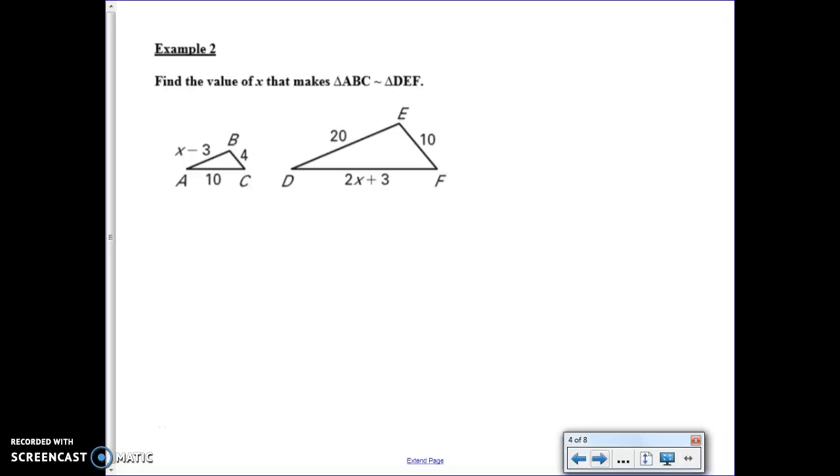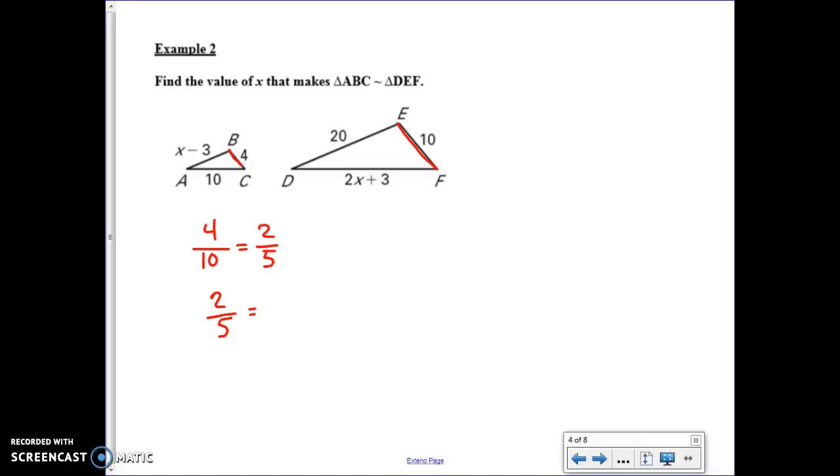All right, find the value of x that makes triangle ABC similar to triangle DEF. Okay, there's an easier way to do this and there's a more difficult way to do this. What I would look for, the easier method, is matching sides that don't have an x value. So I can see that BC and EF match up, and it's 4 over 10. That's way easier than dealing with an expression. So 4 over 10, if you want to, you can reduce to 2 over 5. And we'll set that up as the left-hand side ratio.